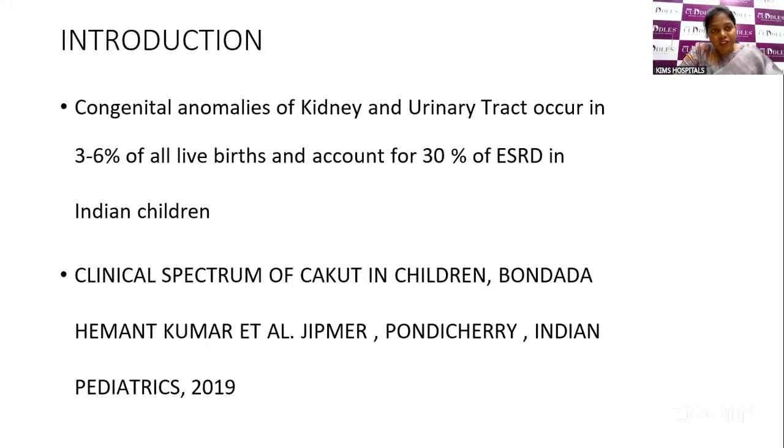Coming to the introduction, usually the congenital abnormalities of the kidneys and the urinary tract occur in 3 to 6% of live births, and account for 30% of the cases which progress to end-stage renal disease in Indian children. There is an interesting study done by our colleagues at JIPMER, Pondicherry in 2019, which has given us Indian case scenarios and the statistics of CAKUT in our Indian population.